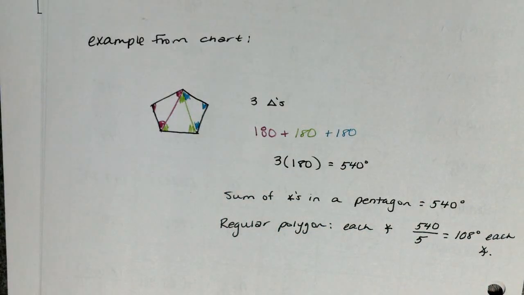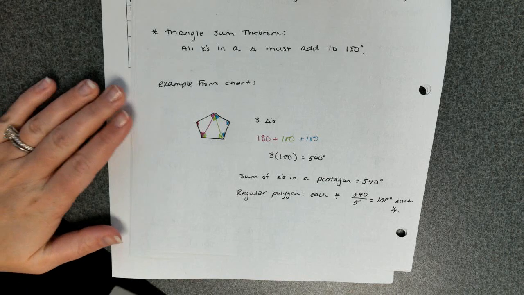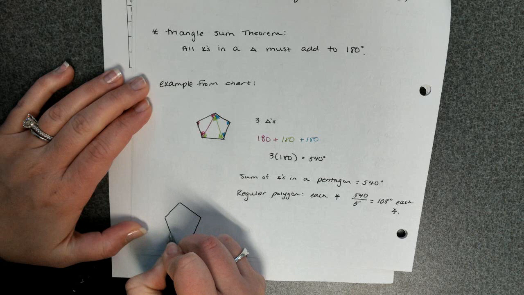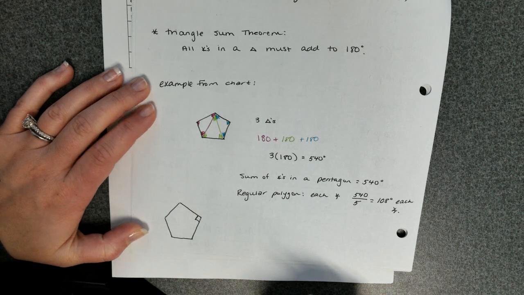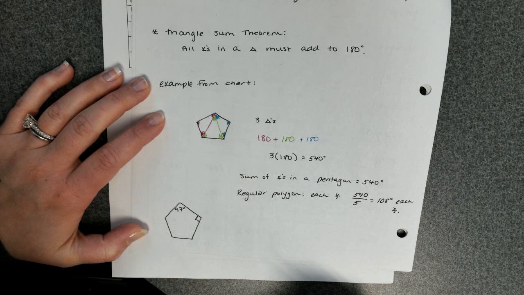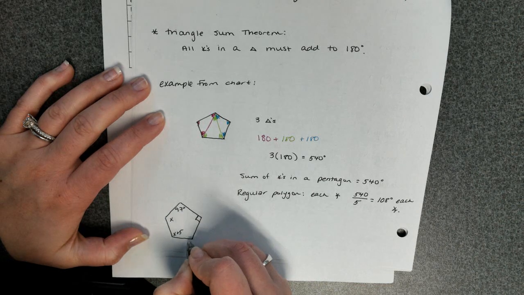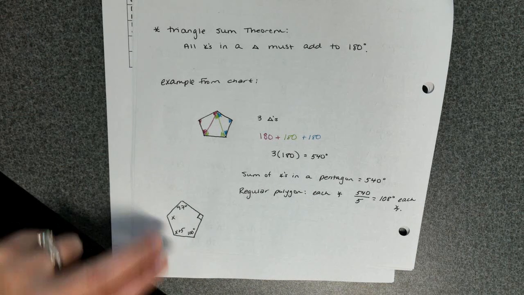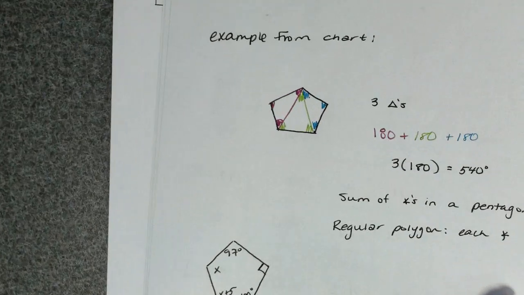Now, not all pentagons, though, are regular pentagons. So we might be given a situation, and I'm just going to draw a random one, where we're given a couple angle measures. Maybe we're given that that's a right angle, and that this one's 97 degrees, and this one's x, and this is x plus 5, and this one's 100 degrees. And I'm asked to find these unknown angles. Okay, so let me zoom in on this problem.